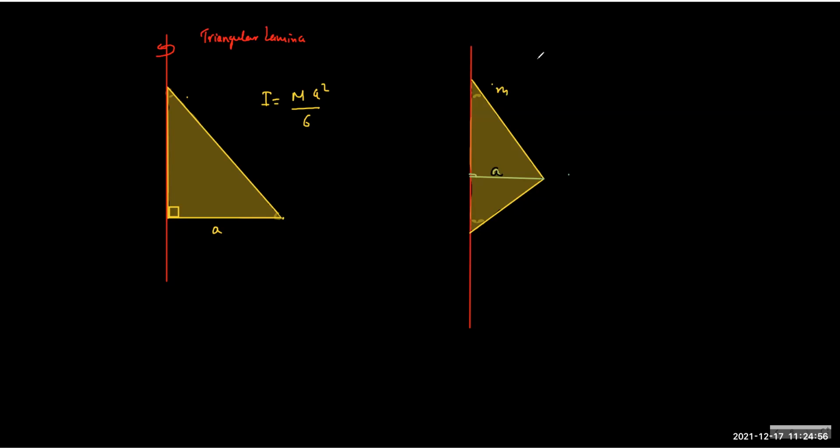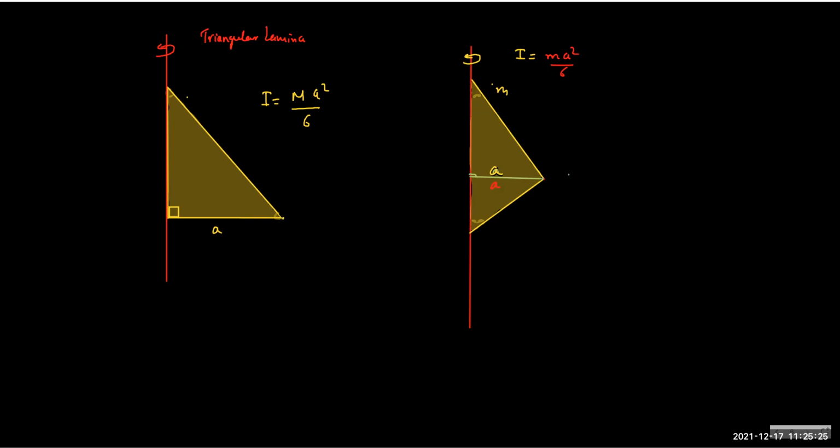So, what will be the answer for I? If the mass is M and the vertex is at a distance A from the axis, and the remaining two vertices are again on the same axis, so the answer will remain the same. So you may be wondering why. It's pretty easy.